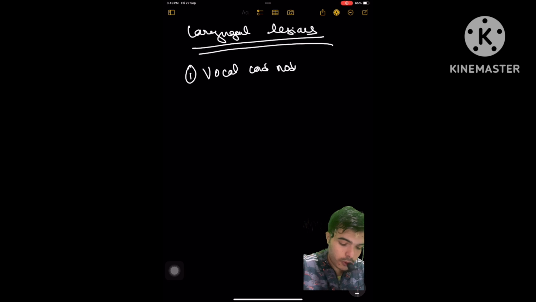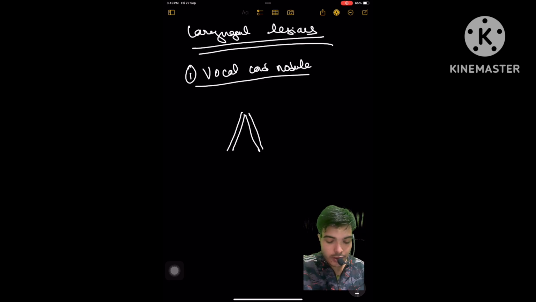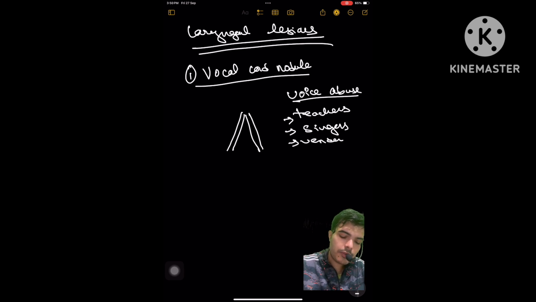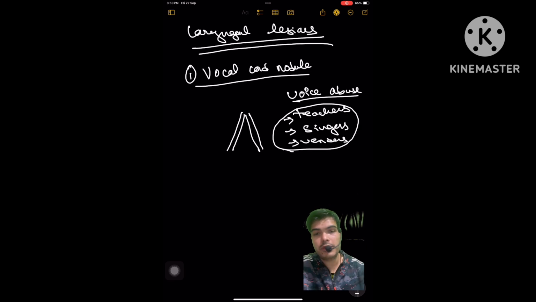So what is a vocal cord nodule? Whenever you look into the glottic area, you have these two vocal cords. Due to repeated striking of the vocal cords because of severe voice abuse, usually seen in teachers, or in certain professions like singers or vendors, you will see some nodular growth at the anterior junction of the vocal cord, and this is known as a vocal nodule.